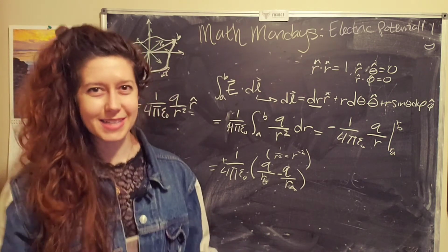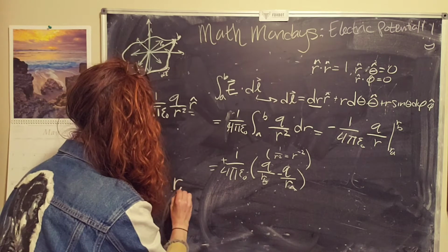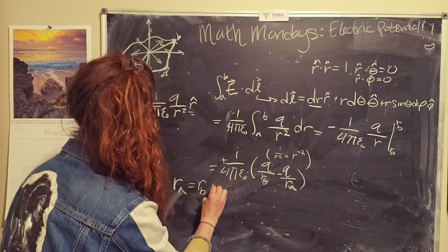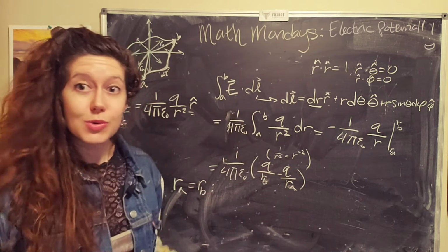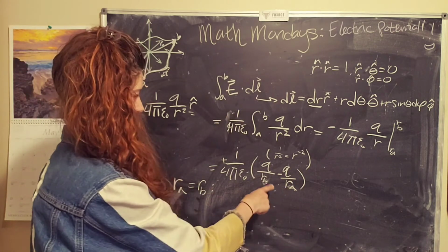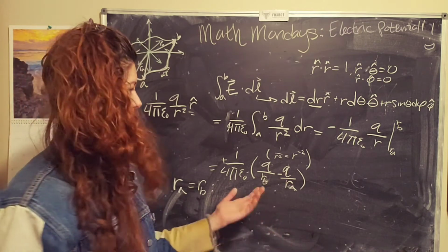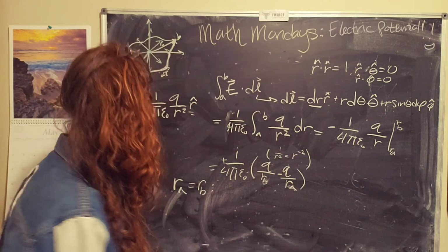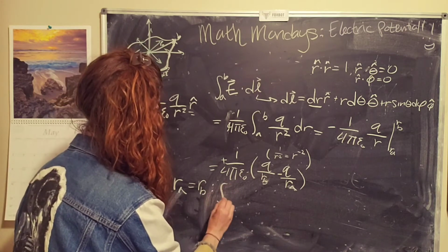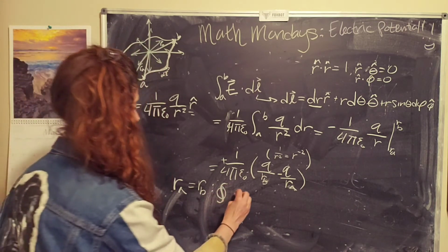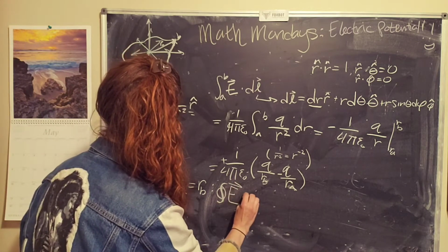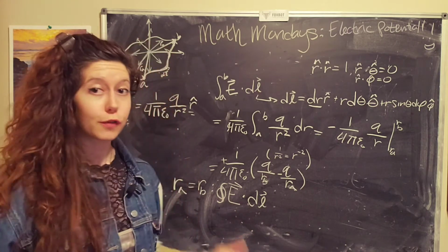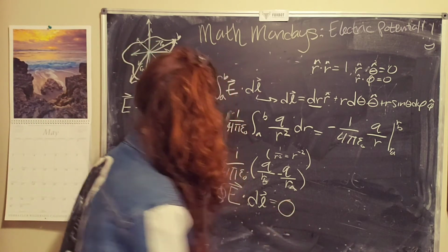I ended where I started. So if your starting point is the same as your ending point, then this goes to 0 because you get, well, q over RA minus q over RA, which is 0. And so you end up along a closed path. The line integral of the electric field along a closed path is 0.